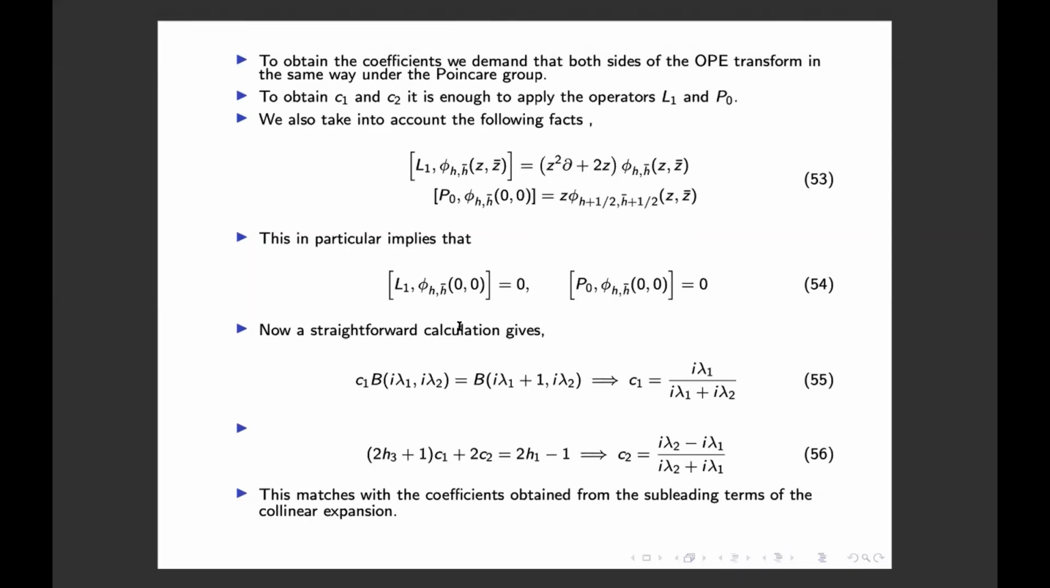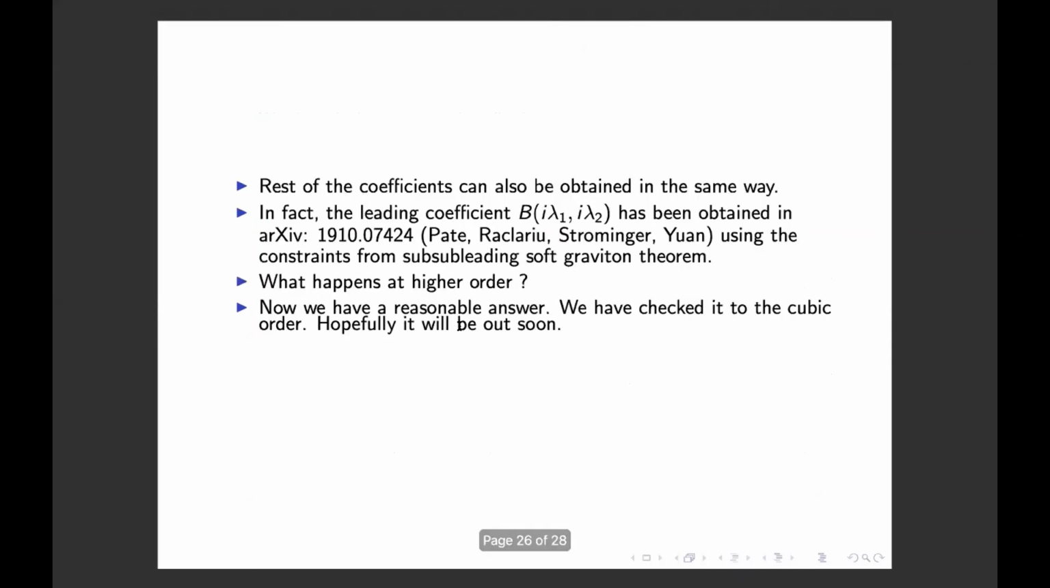Since we started a couple of minutes late, maybe you can take... Oh, okay, that is fine. The rest of the coefficients can be obtained in the same way. But the interesting question is what happens at higher order. Now it seems that we have a reasonable answer to that, and we have checked it up to z cube or z squared z bar, and it again factorizes.